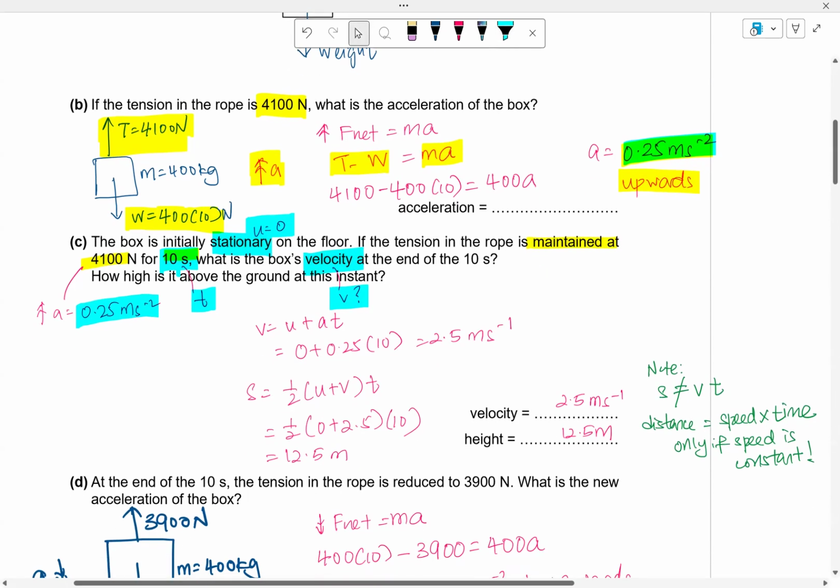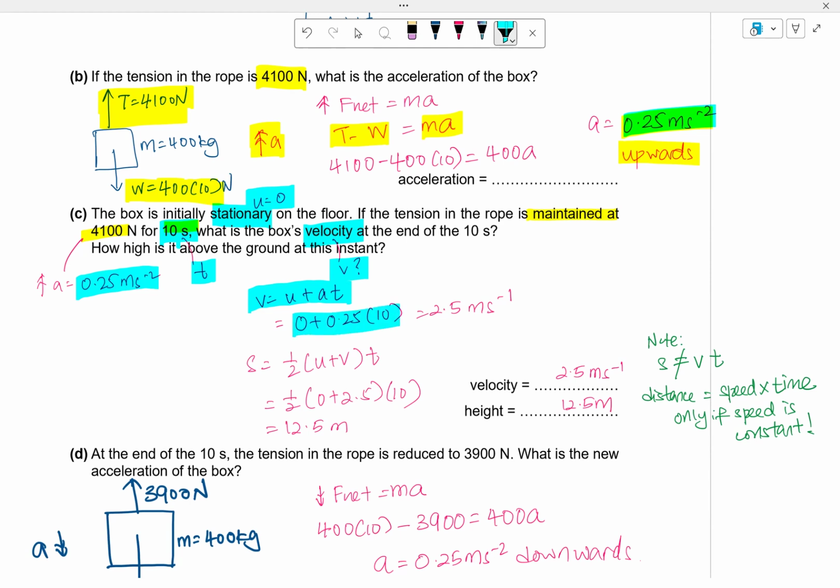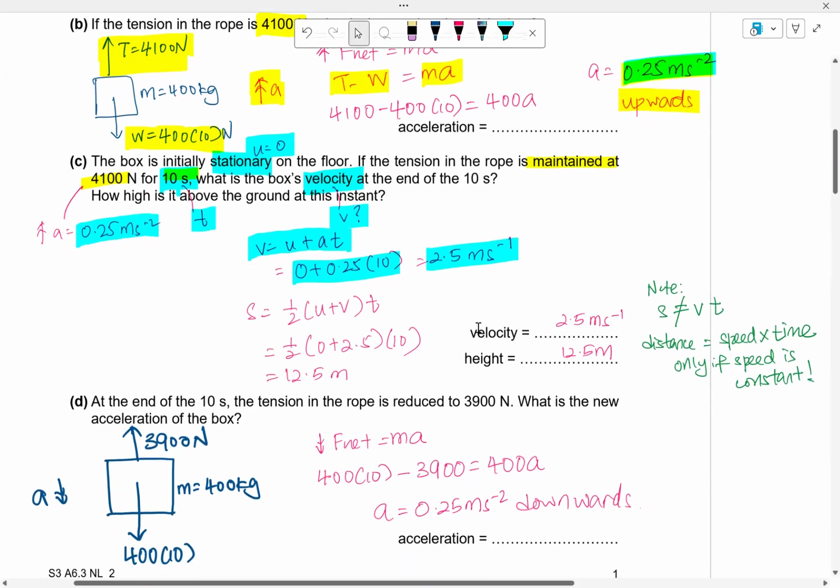If you recall, we have our 4 equations of motion in kinematics. The simplest equation is final velocity equals initial velocity plus acceleration times time, right? Just substitute all the values in, and you get a final velocity of 2.5 meters per second. This was really well done. The slightly problematic part was actually this part: how high is the box above the ground at this instant?